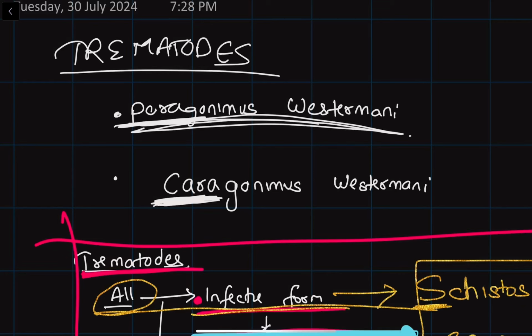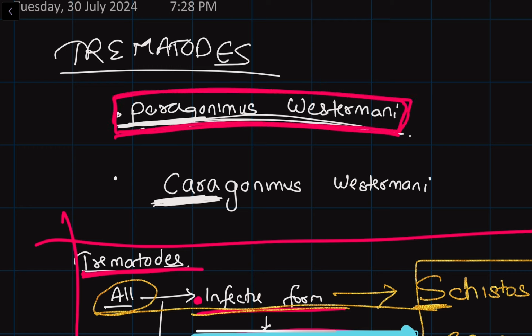Hello everyone. Today we are going to start the series of Trematodes. The first Trematode we are going to talk about is Paragonimus westermani. We need to remember this as Paragonimus westermani. Why, I will tell you very soon. Just remember it as Paragonimus westermani.